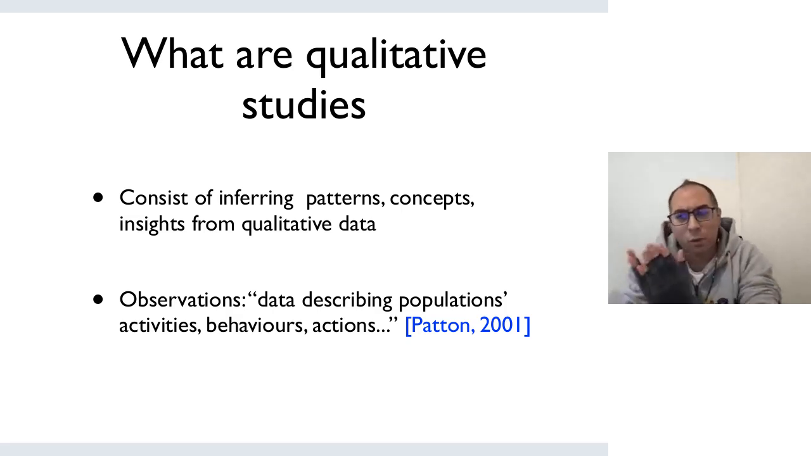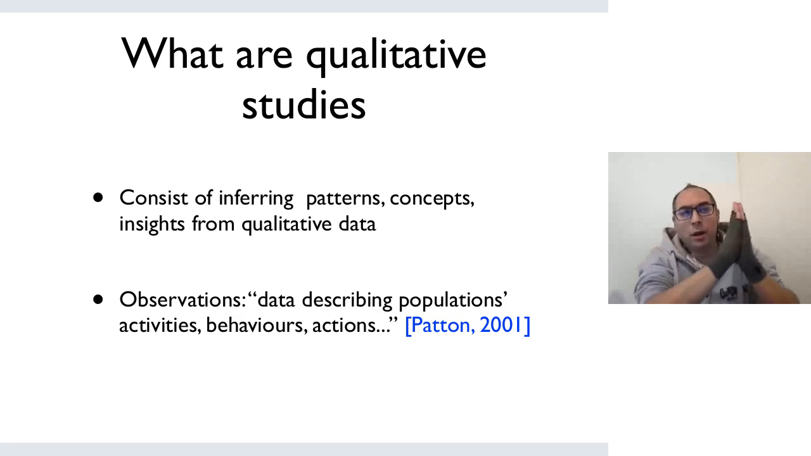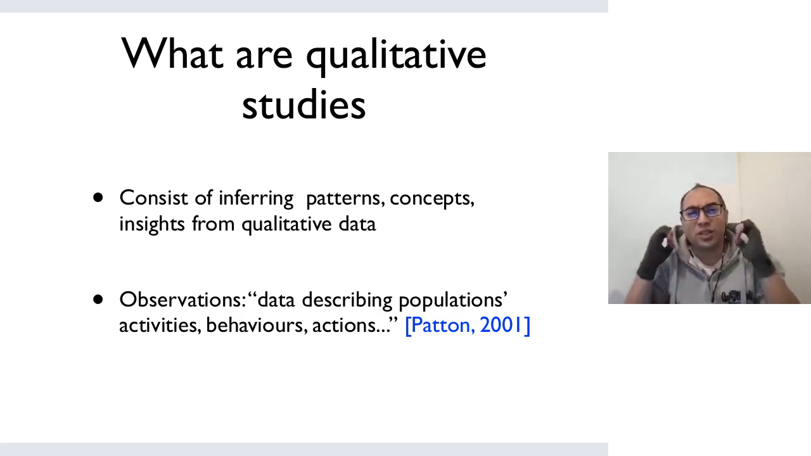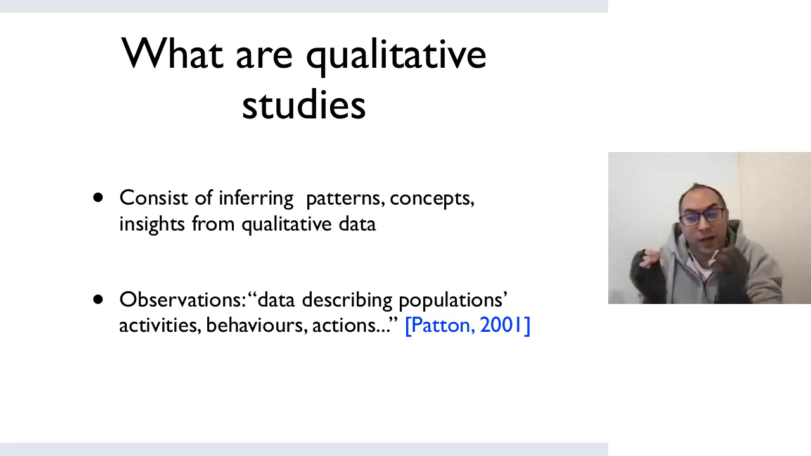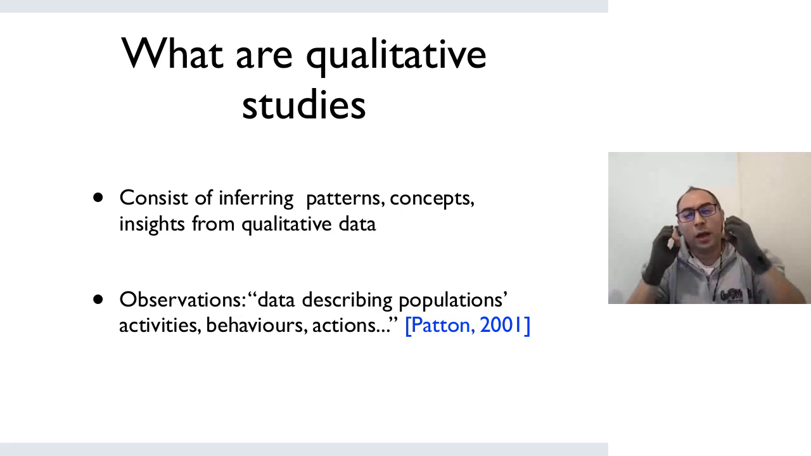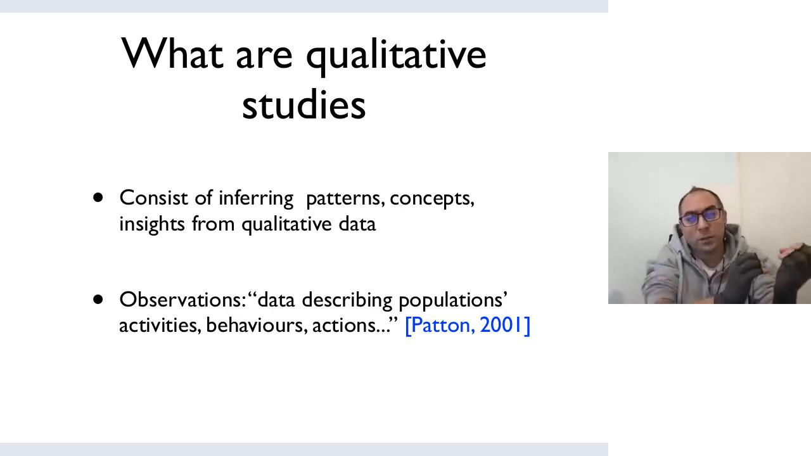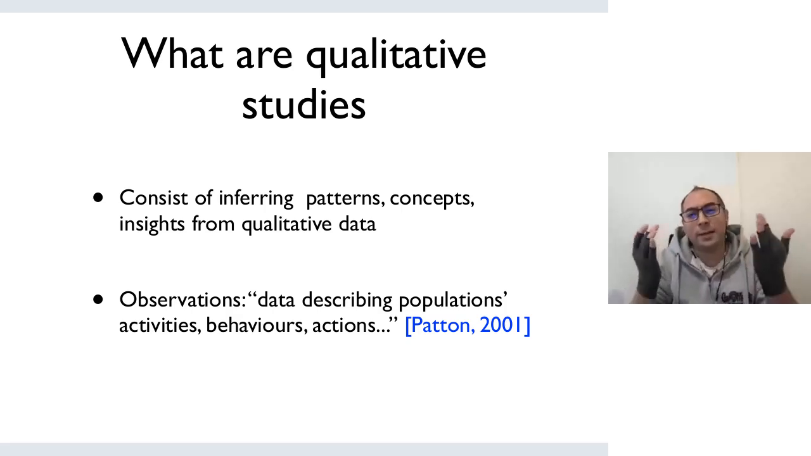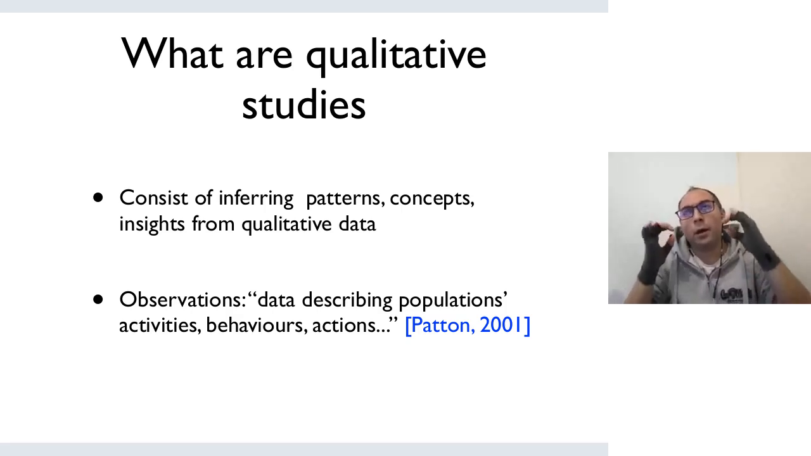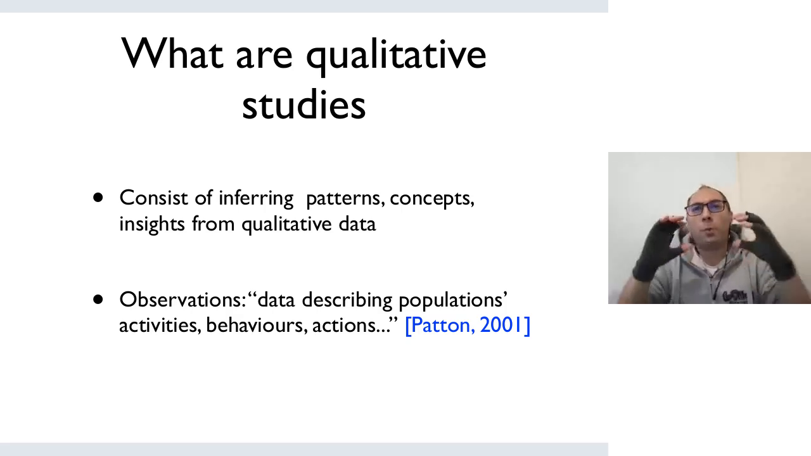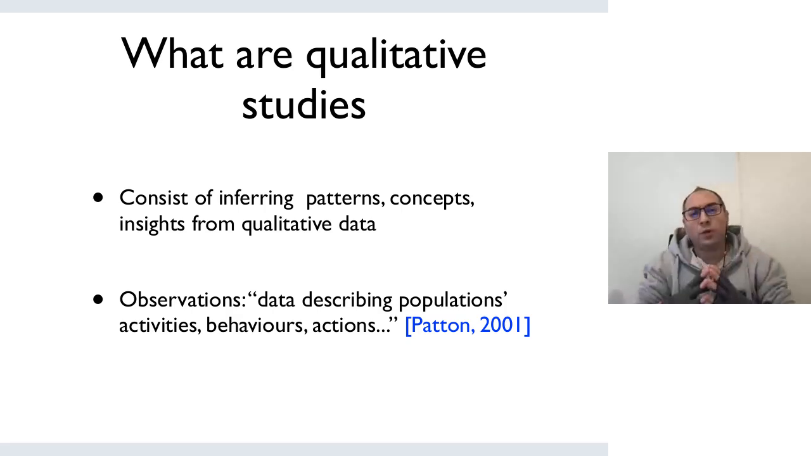So first of all, we have talked extensively about the need for qualitative research. What is a qualitative study? What does a qualitative study entail? Now, first of all, anything qualitative amounts to understanding an unknown domain using qualitative data. Qualitative data is data describing observations, right? So populations, activities, behaviors, actions, anything that can convey an observation or the meaning of an observation, that is a piece of qualitative data.